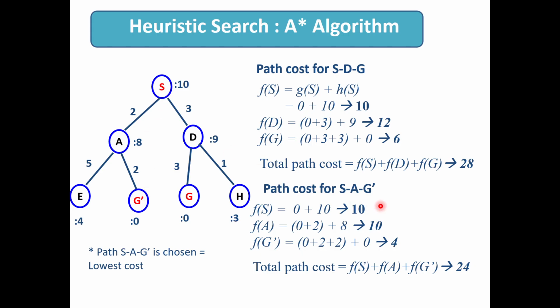f of S we know is 10. f of A, how do you calculate? 0 plus 2 and 8, you'll get 10 here. And f of G star is 0 plus 2 plus 2, and the distance from this node to the root node is 0, so we get 4. The total cost is 24. So here S A G star will give the best solution compared to S D G. This is about the A-star algorithm. Thank you.